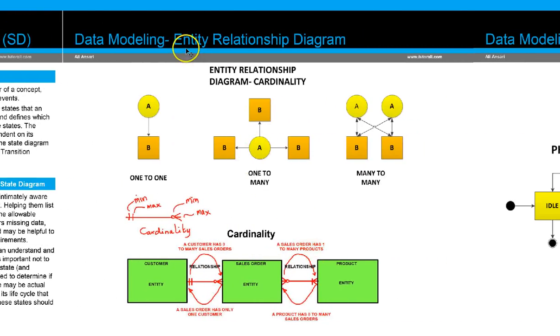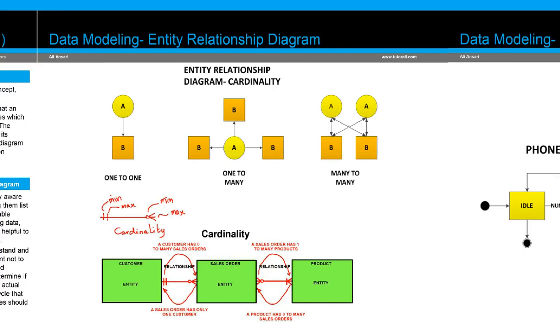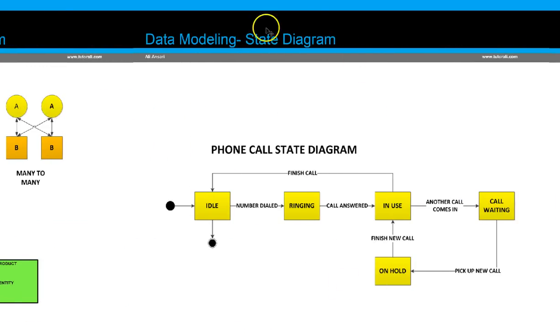We have the entity relationship diagrams. This shows how one entity relates to the other. There are different ones: one-to-one relationship, one-to-many relationship, many-to-many relationship. We're going to take a look into cardinality, what that means. Then we have a data modeling or state diagram, where this is a phone state diagram.